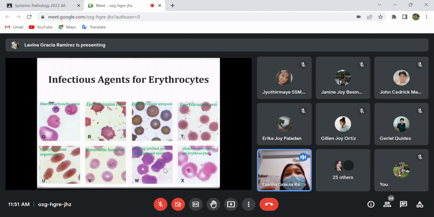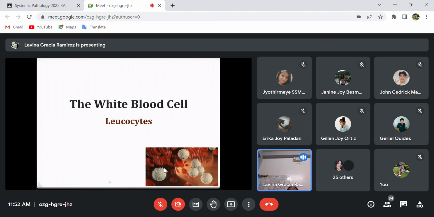And platelet overlying an erythrocyte. Okay, this is the platelet. These are the platelets here. So I think that's all for RBC, and we will continue our discussion on blood cells next meeting by Wednesday. I guess parang feeling ko hindi tayo makapag-meet sa Wednesday because I have a test positive.